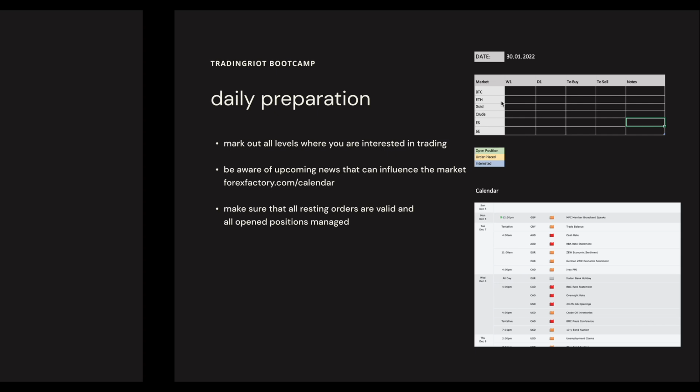So this table is done in a simple Excel sheet. You can do this on Google Drive, so you will always have it online, or you can just do it in Excel. Like I said, it's extremely simple. On the left side I have all the markets that I'm trading. On the right side I have important levels and notes for the upcoming day and week.